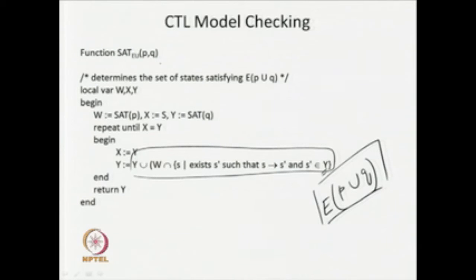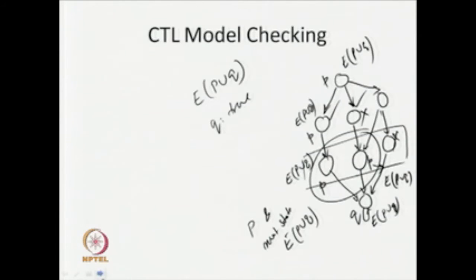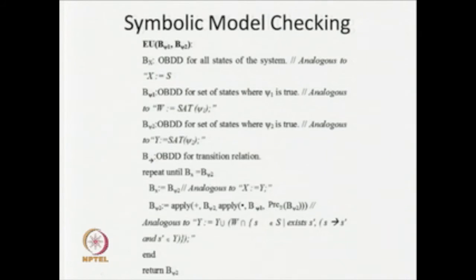Now, this same procedure we are going to implement symbolically. What we have to see is similar to the previous one. Now, it is basically E psi 1 until psi 2. So, we need two BDDs to represent the sets of states where psi 1 and psi 2 are true. We start with these two BDDs, B psi 1 and B psi 2. B psi 1 is the OBDD representation of the set of states where psi 1 is true, and B psi 2 is the OBDD representation of the set of states where psi 2 is true.